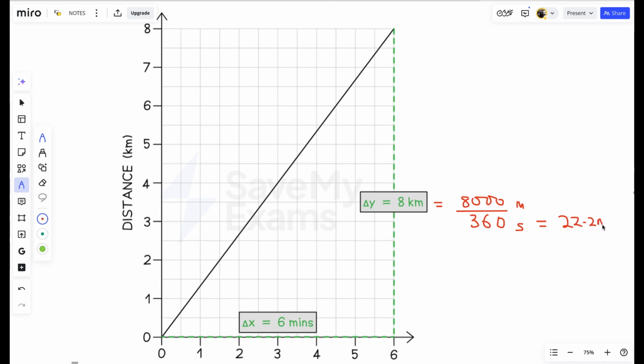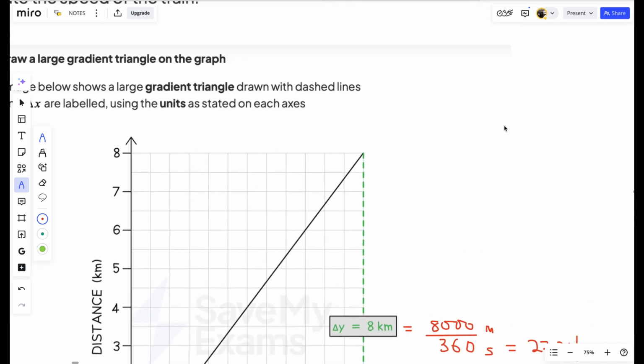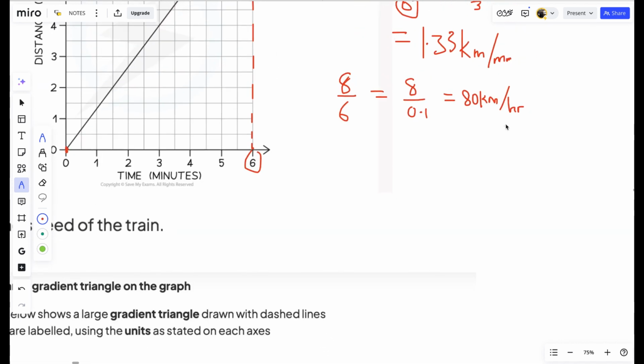Another way that you can do this: just now you got 80 kilometers per hour, right? The 80 kilometers per hour you got, you can convert it to meter per second. How to convert to meter per second? If you want to convert this, you say 80 times 1,000 over 60 times 60. You know, 1 hour means 60 minutes and 60 seconds.